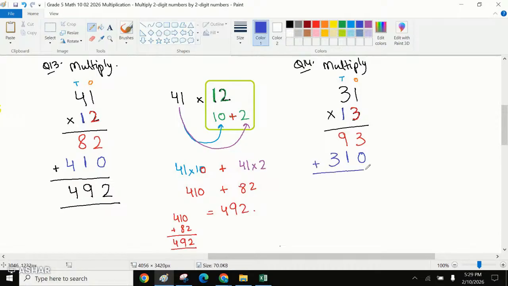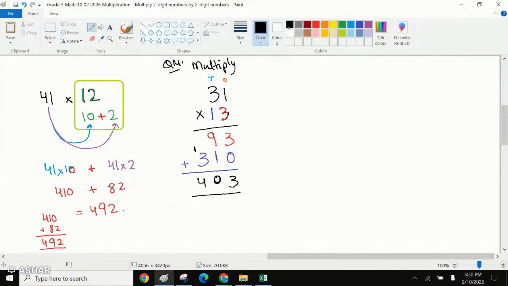When we add them together, 3 plus 0 is 3. 9 plus 1 is 10 tens, right? So we put the 0 in tens and we take 1 to the hundreds. 1 plus 3 is 4. So 31 multiplied by 13 would be 403. Okay. Let's have a look at more examples. Kind of easy, very easy.